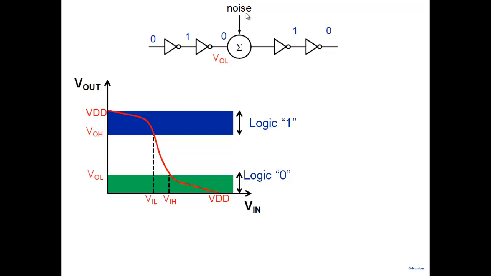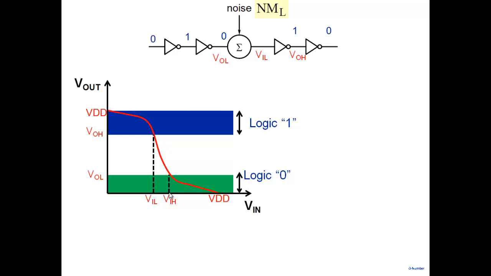Now how much noise can I add such that logically things would be fine? How much noise can I add here? NML, because we are talking about noise being added to the low side here. Note that for logic 1 to be fine, this is VOH. At least it should be VOH.